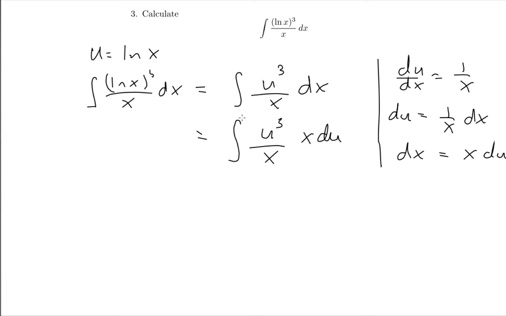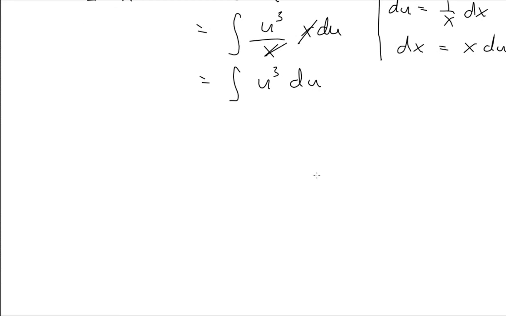Now I see why I liked choosing this version of u: the x that was in the question is now canceled out with this x from the derivative, and I'm just left with the antiderivative of u cubed du. I can use some antiderivative formulas for this. When you're taking an antiderivative of something that looks like this, you raise the exponent by 1, so 3 plus 1 is 4. Then I also multiply by 1 over the new exponent, so 1 over 4. And then, of course, I add my arbitrary constant.